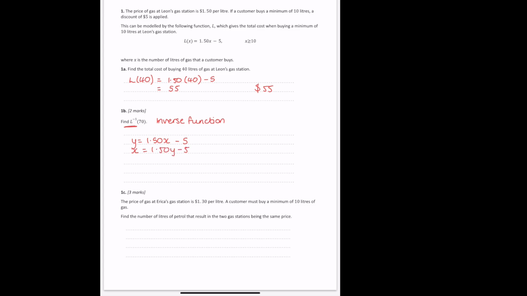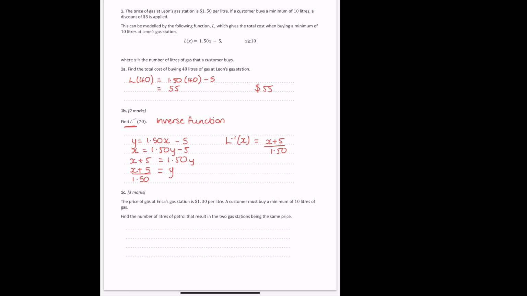and now I'm trying to make y the subject again, so I'm going to add on 5 to both sides, and now I'm going to divide by 1.50. So my inverse function is (x plus 5) divided by 1.50, and that gives me my inverse. So I'm just going to label this properly. So the inverse function is (x plus 5) over 1.50, and I need to label that correctly. This part here is just working out. It's not the correct notation, so I need to make sure that I give this part.